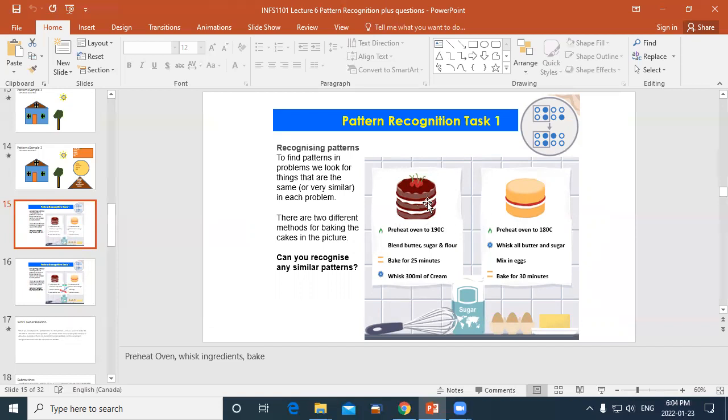The oven preheating happens before you do the cooking. Mixing happens before you do the cooking. I guess that's what it means. Yeah, so that's what those arrows are. Some other things could be changed around a little bit.